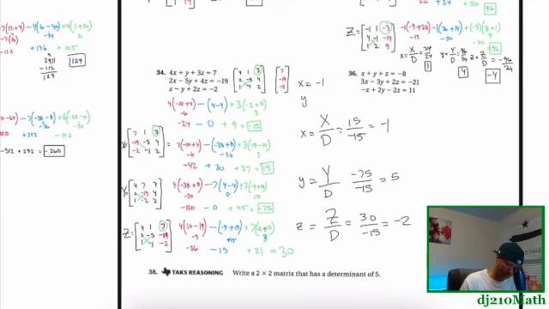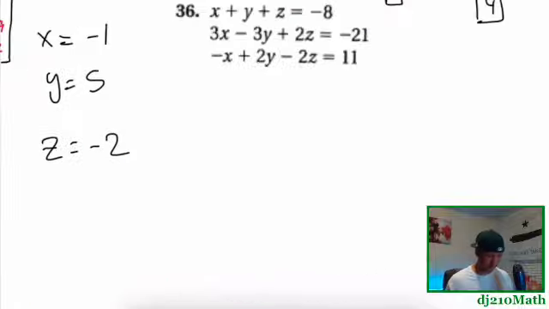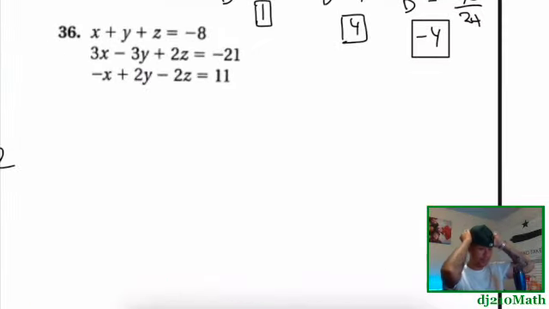Negative 1, 5, and negative 2. Okay, one more. We'll call it a night. Told you it's going to be an hour.